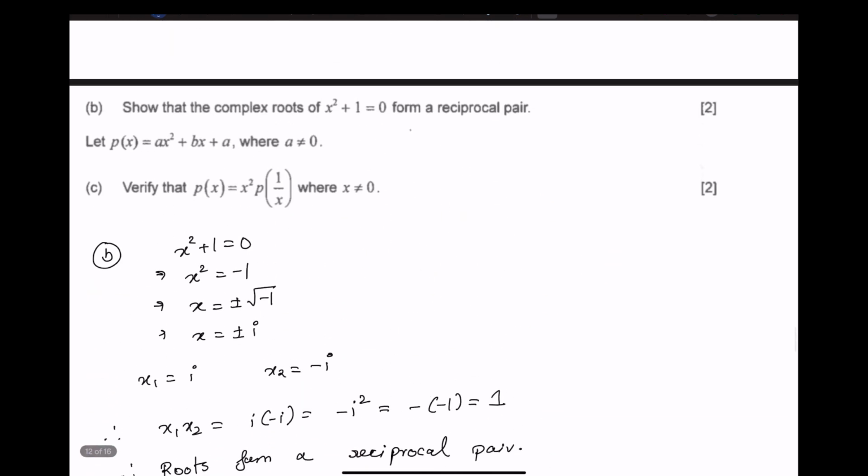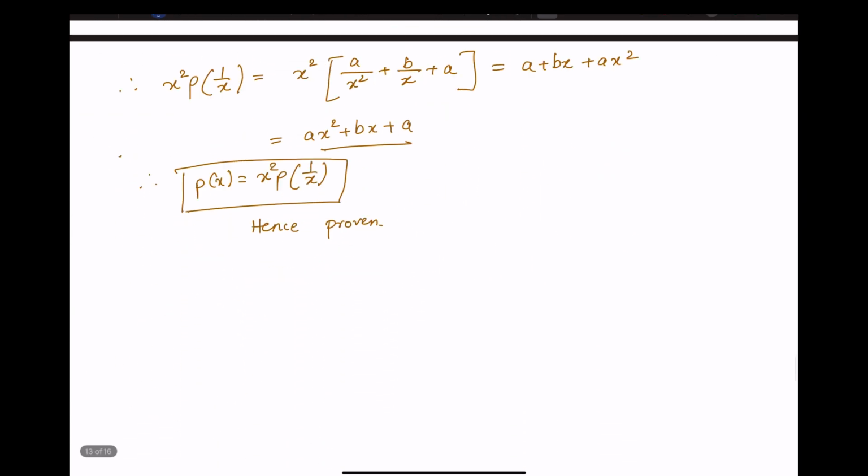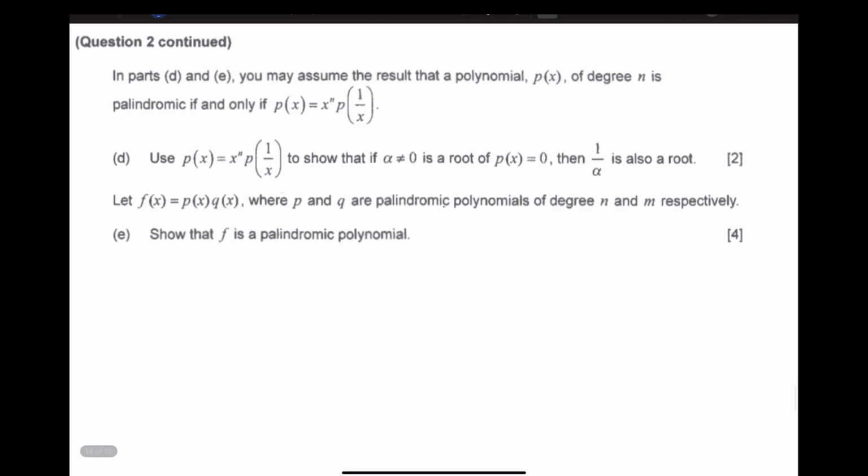So that's all about part C. We had to prove p(x) is x squared times p of 1 over x, and we have successfully proved that. Now part D. You may assume that a polynomial p(x) of degree n is palindromic only if p(x) is x to the power n times p of 1 by x. Use p(x) equals x to the power n p of 1 by x to show that if alpha not equal to 0 is a root of p(x), then 1 by alpha is also a root.